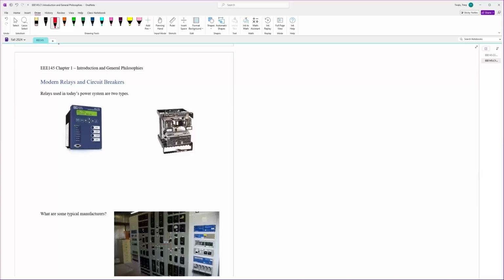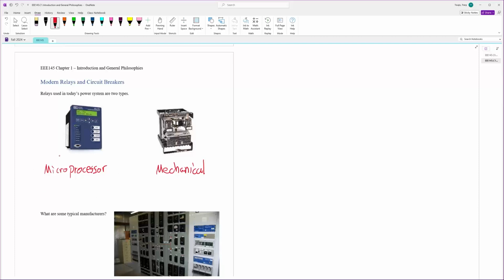Here, relays are in two different categories. You have microprocessor based, and then you have old mechanical based. Some people might call it electromechanical. So it's basically, do you have mechanical computers with spring rates, gears, and solenoids to do your logic, or do you just literally have CPU, memory, hard drive, and converters to do all the logic for you, right? Both are still in use.